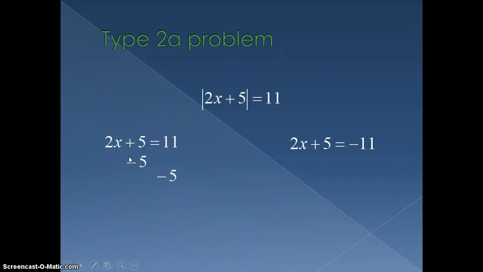I'm going to subtract 5 from both sides. And I get 2x equals 6. 11 minus 5 is 6. And then I'm going to divide both sides by 2. And I'm going to get x equals 3. That is one equation. And this side over here, same thing.